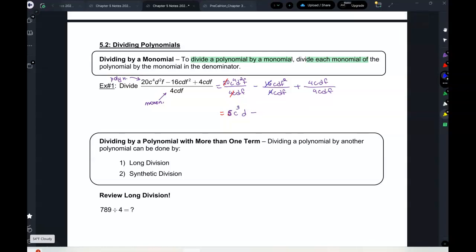So here, 16 and 4 gives me a 4. C and C go away. D and D go away. And it's F to the power of 1, which is just F. Plus, these all cancel. So is it just nothing there? What do I put instead? A 1. Okay? You can never divide 2 things, unless one of them is 0, and get a 0. You're going to get a 1 if they all cancel.